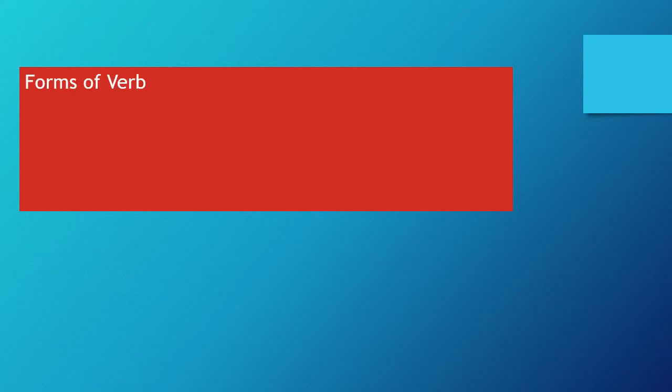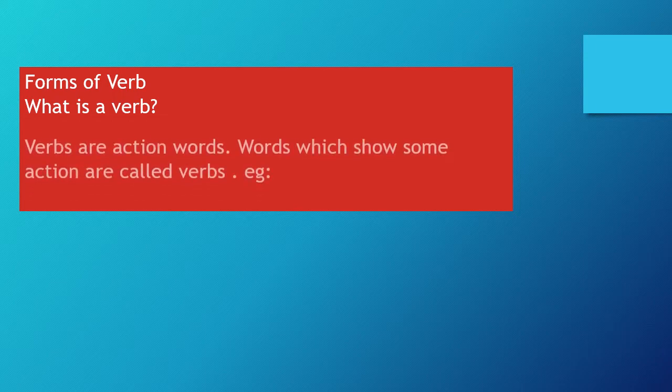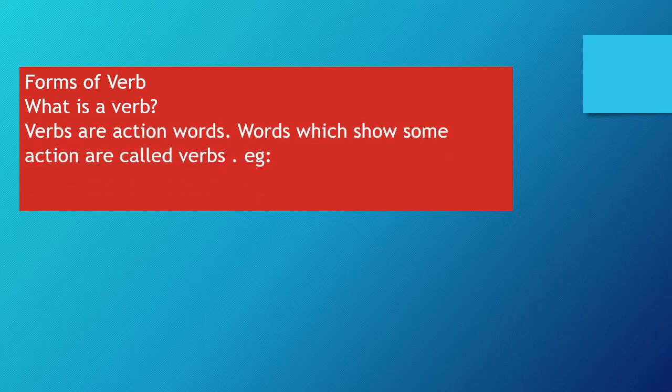Students, now we are going to do forms of verb. As you know, it is a grammar work, and before starting forms of verb, we'll go through the concept. What is a verb? Verb is a doing word. As you know, verbs are action words. Words which show some action are called verbs.